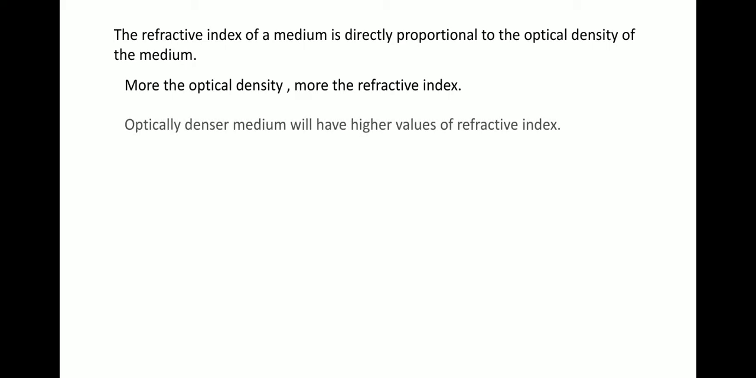The refractive index of a medium is directly proportional to the optical density of the medium. This means that more the optical density of the medium, more will be the refractive index, hence more the light will be bending. Optically denser medium will have higher values of refractive index. For example, water compared to air has higher refractive index because its optical density is more.